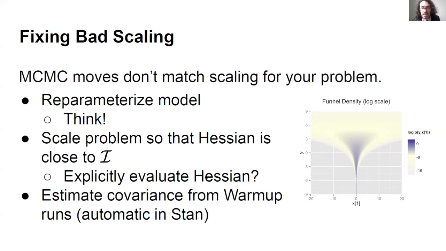And then, of course, one thing you can do, as Bob mentioned, is take your warm-up runs, often from multiple chains, and use them to bootstrap an estimate of your covariance and what the scaling of your problem is. I understand this is automatic in Stan, and Bob mentioned this when he gave the 4 steps that go on in the Stan sampler.